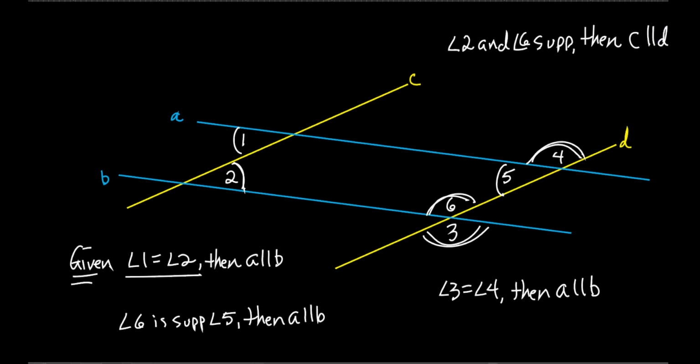Getting the hang of this? Okay. Let's call this 7 right there. Let's put 1 arc there. So what if I told you that angle 2 equals angle 7? Then what can I conclude about some of the lines?